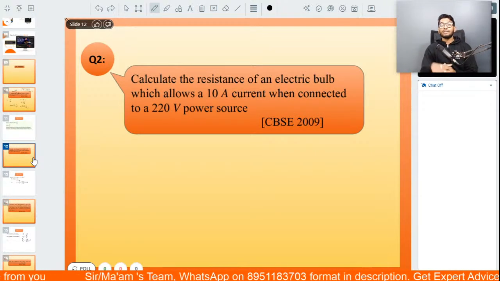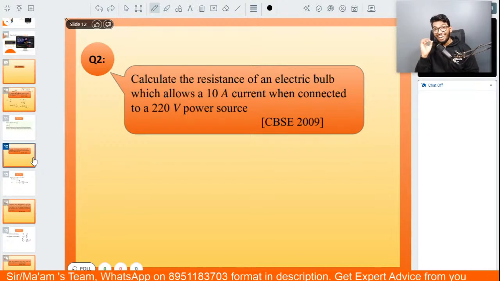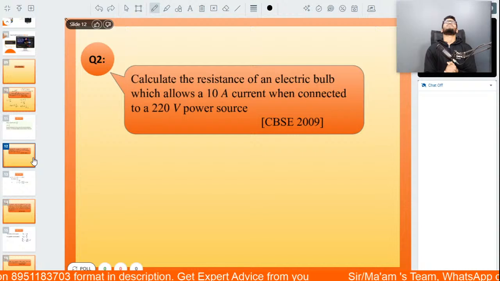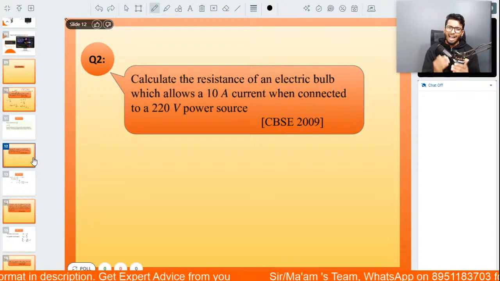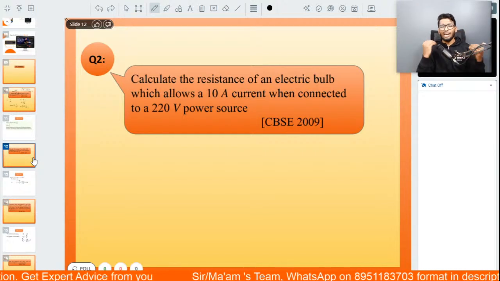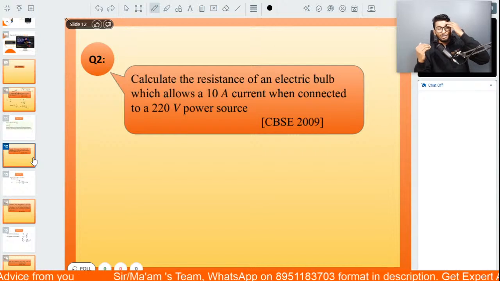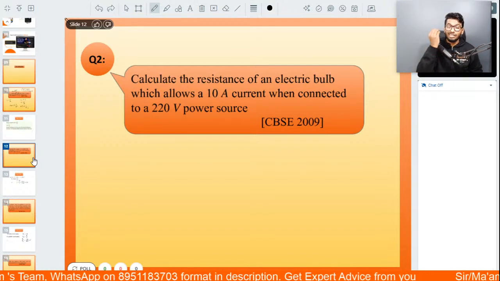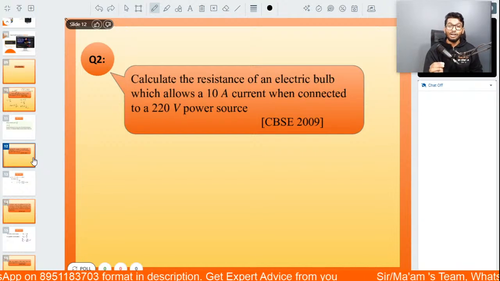All right. Okay. Second question, 2009 board exam. Let's go for another one. A very simple question, guys. Honestly speaking, I myself have asked this question 5 times already. I can do this closing my eyes right now. Just with my eyes closed, I can literally do this question because it is that straightforward and that simple.